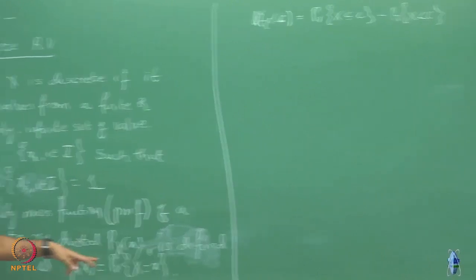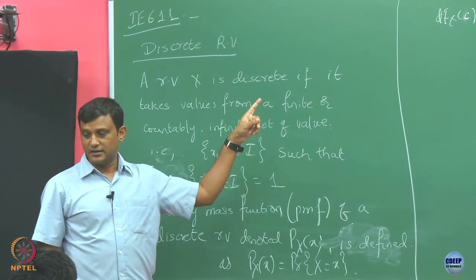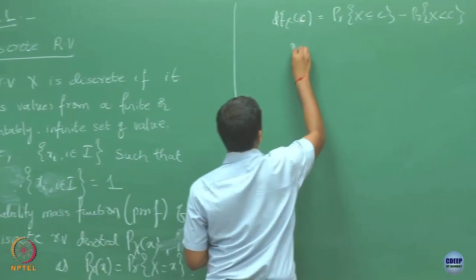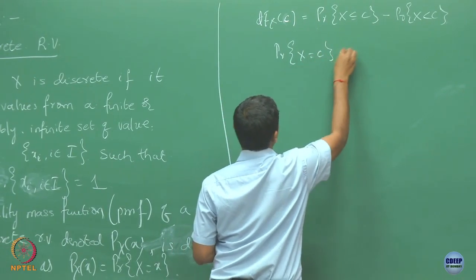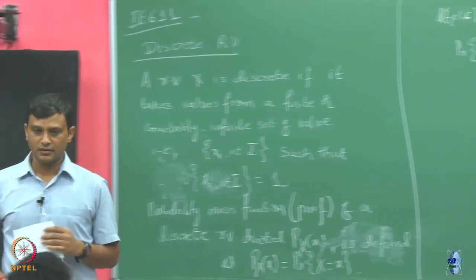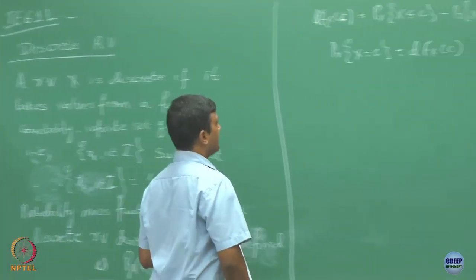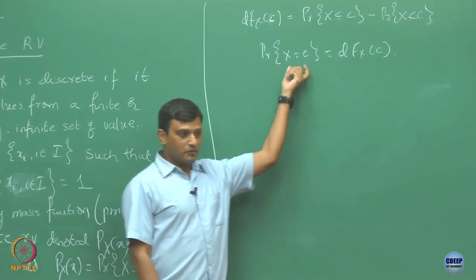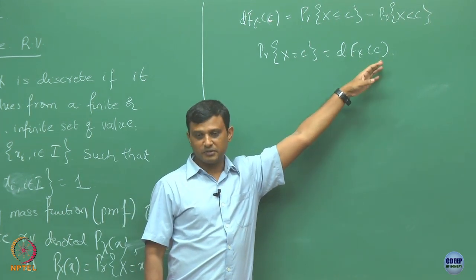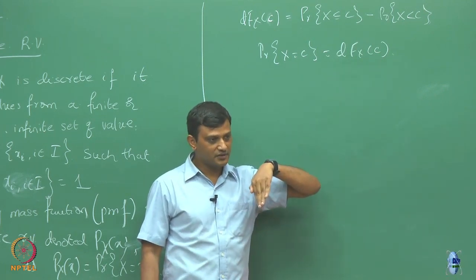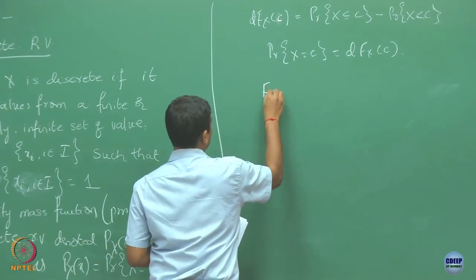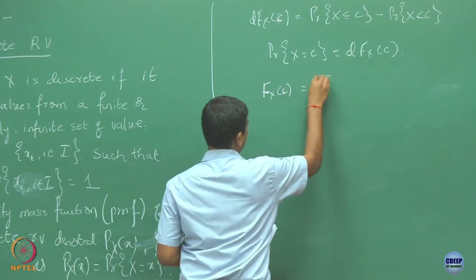Then, do you see any relation between a probability mass function and this d of f of x? See, they are going to be the same, right? This is just like the probability that x equals c. So what I have now expressed is my probability mass function in terms of my CDF, right? So do you think I can express my CDF in terms of the probability mass function? How is that? So f of x of c, how should it be?